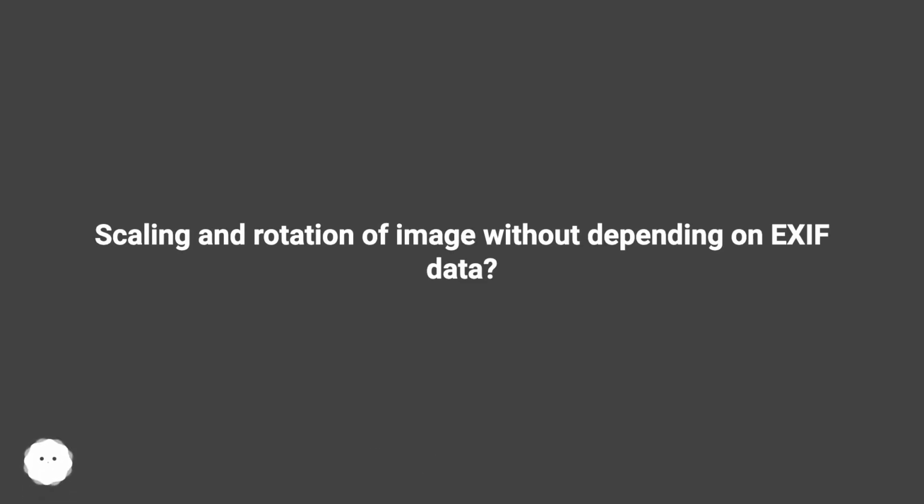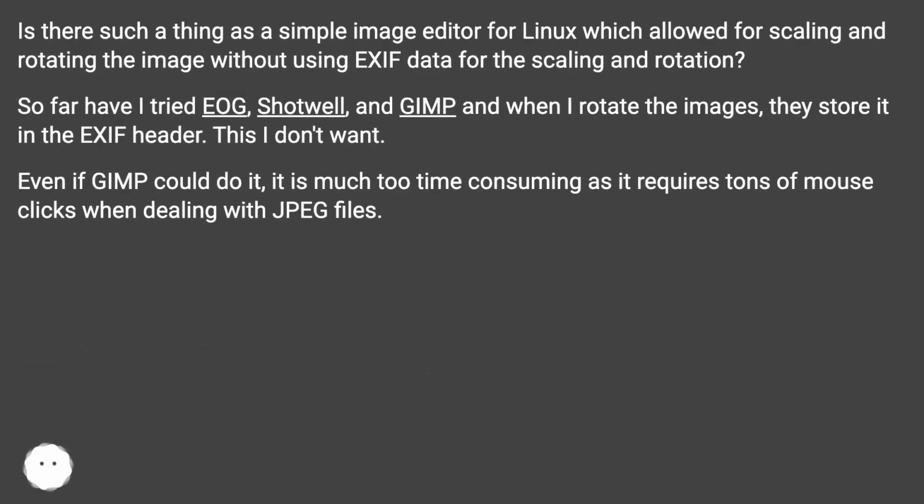Scaling and rotation of image without depending on Exif data? Is there such a thing as a simple image editor for Linux which allowed for scaling and rotating the image without using Exif data for the scaling and rotation? So far I have tried EOG, Shotwell, and GIMP, and when I rotate the images, they store it in the Exif header. This I don't want. Even if GIMP could do it, it is much too time consuming as it requires tons of mouse clicks when dealing with JPEG files.